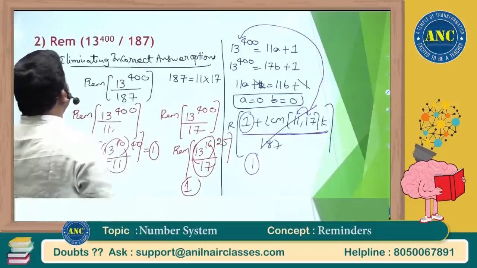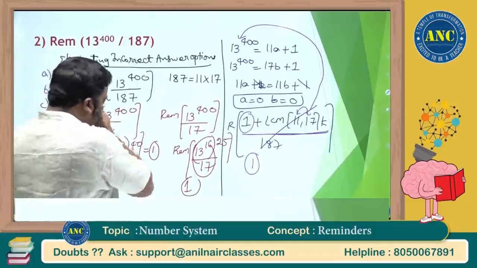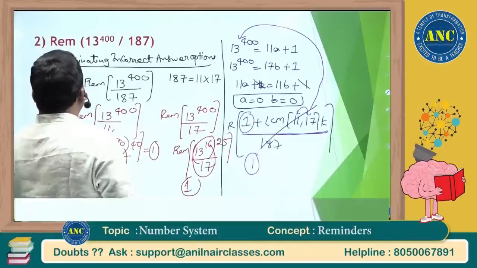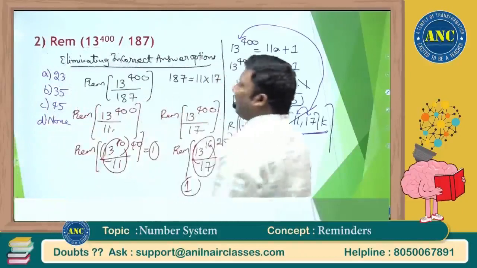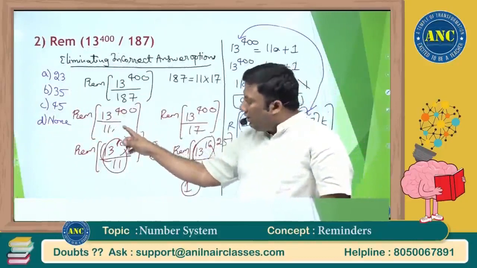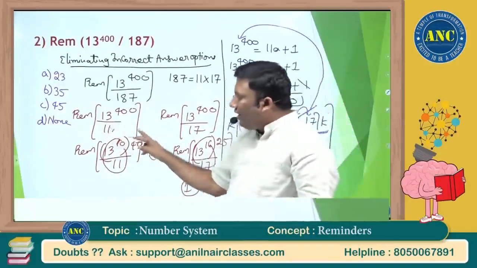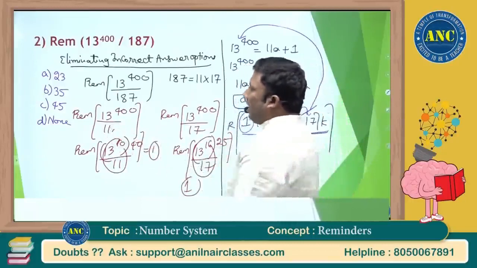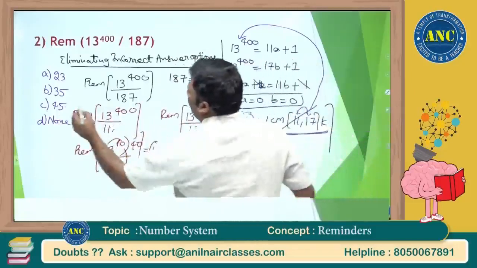Suppose the answer options are 23, 35, 45, and none of these. The number 13 power 400, when divided by 11, should give remainder 1. So the answer, when divided by 11, should give remainder 1.